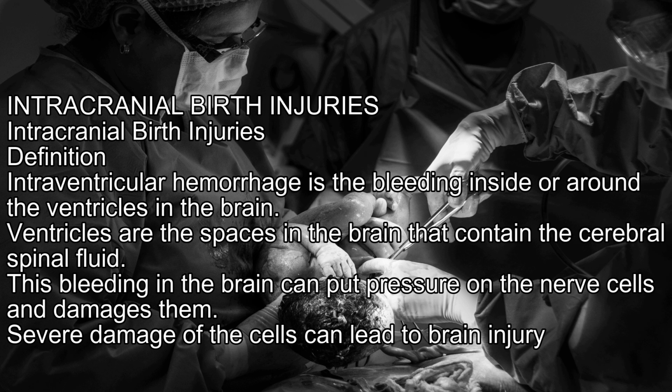Definition: intraventricular hemorrhage is the bleeding inside or around the ventricles in the brain. Ventricles are the spaces in the brain that contain the cerebrospinal fluid. This bleeding in the brain can put pressure on the nerve cells and damage them. Severe damage of the cells can lead to brain injury.